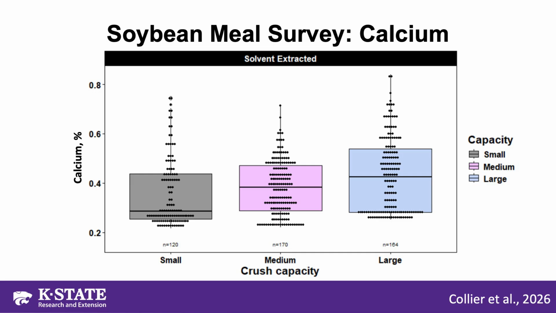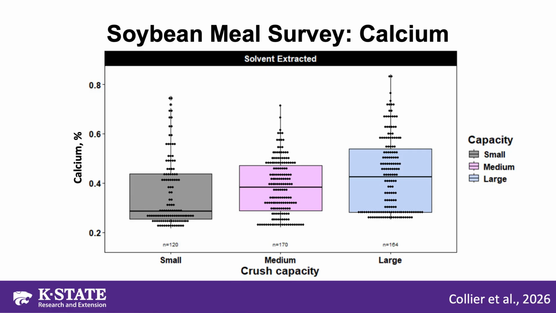Now, breaking down the calcium values by plant, this is another area that stuck out to me that was a little bit unexpected, where we do seem to see a trend with the larger crush capacity plants adding more potential limestone back to the soybean meal. And so we can ultimately see that those largest crush capacity plants seem to be having the highest calcium values, potentially indicating this additional addition of limestone.